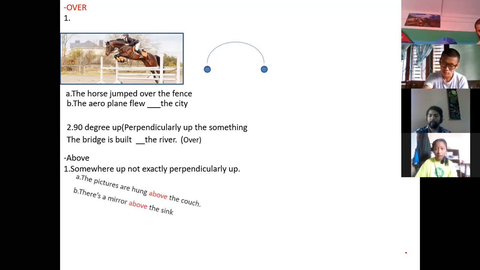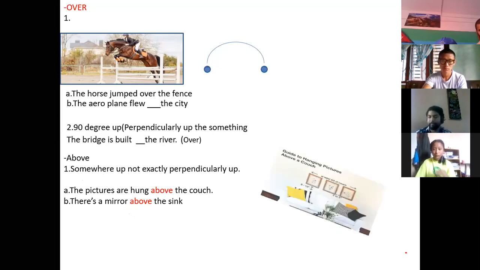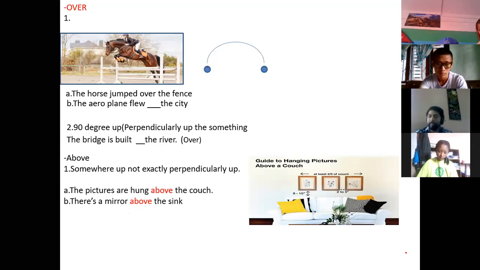But in the case of pictures, here there is a couch, a sofa, and above it are three pictures. They are not placed parallel to each other with a vertical reference. One is placed this way, another that way, another this way. Up is up, of course. But since they are not vertically placed and not parallel to each other, we use the term above. So the pictures are hung above the couch, because they are not placed one after another, parallel, exactly on top of each other.